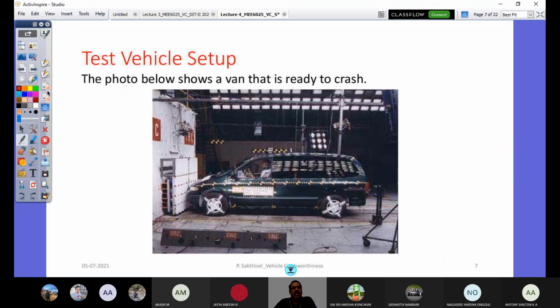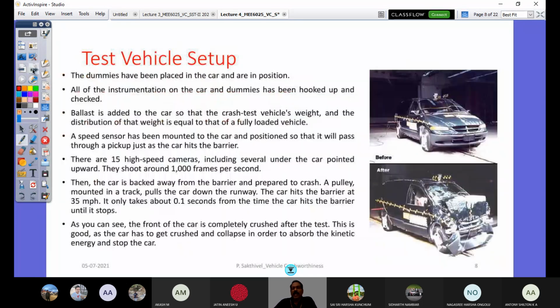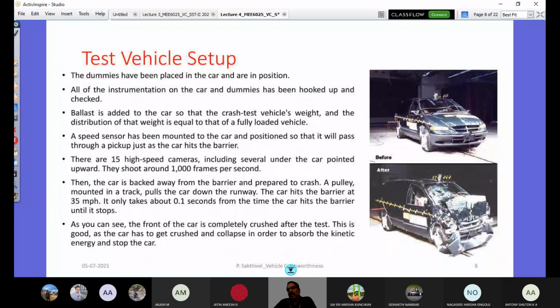So let's look at what the details are here again in this test setup. You can see on this side the picture far away from the barrier before the test starts, and after the test is over, how this vehicle crashed. So the vehicle crushed here, the front portion is crumbled completely, but you see the cabin and the rest of the vehicle is intact. Nothing happened during the frontal collision. So let's go into this detail.